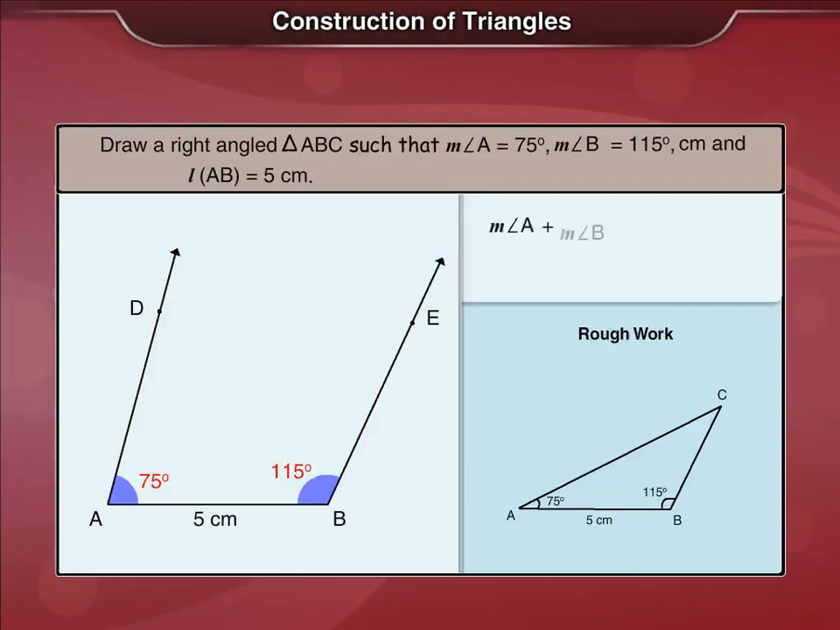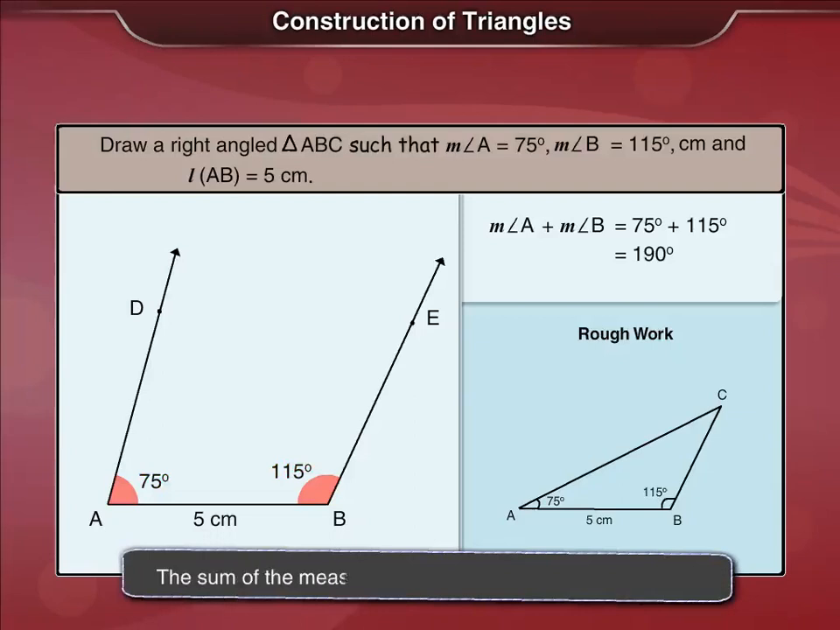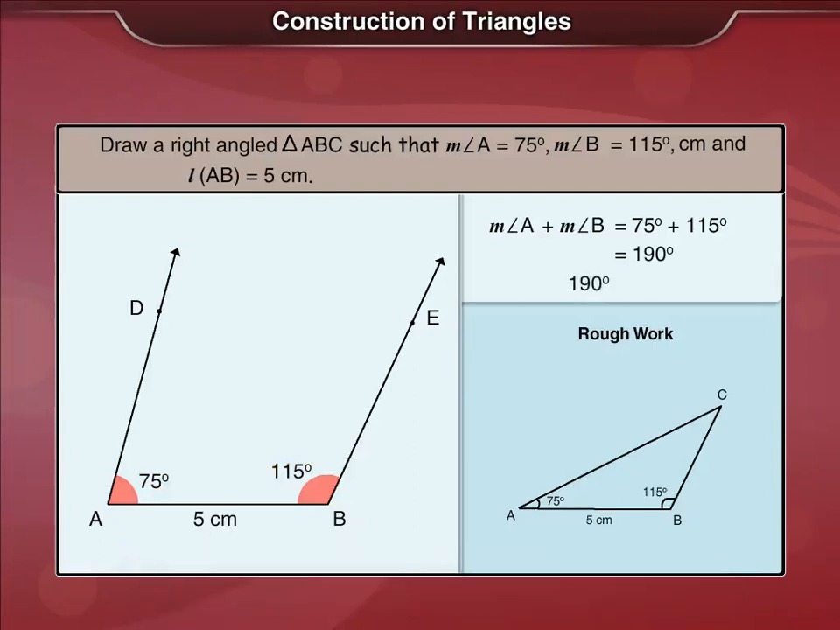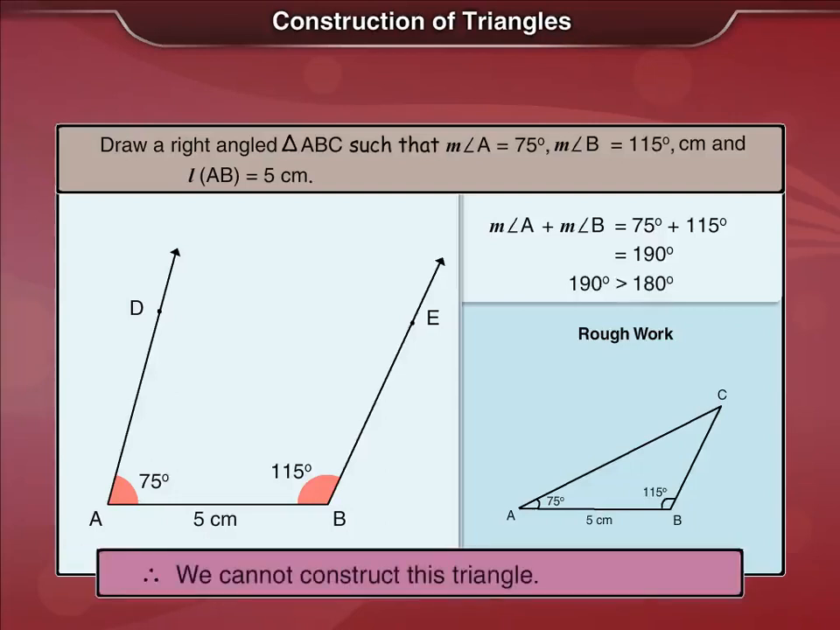Remember, we can decide if a triangle can be constructed or not by observing the measures of the sides and angles of the triangle. For this, we must know the properties of the triangle. These properties are: 1. The sum of the measures of all the three angles of a triangle is 180 degree. 2. The sum of the lengths of any two sides of a triangle is greater than the third side.